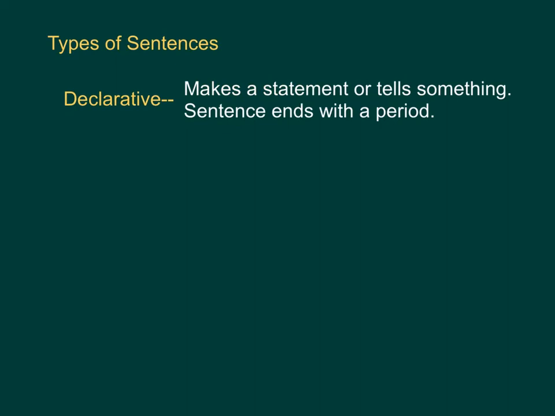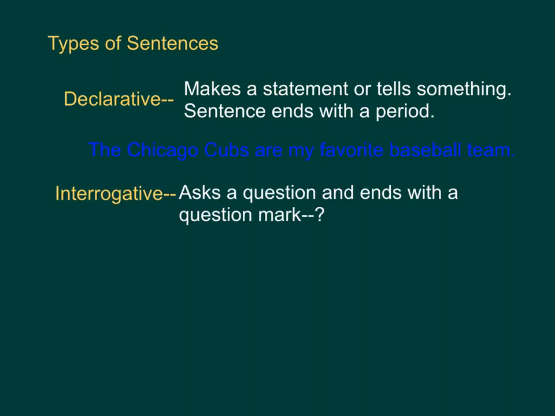Now is the time to get your notebooks out and get ready to take some notes. Be sure you have the 4 different types of sentences, their definitions, examples, and any clues that are mentioned. Remember to press pause when you need to. A declarative statement tells something or makes a statement and ends with a period. The example, the Chicago Cubs are my favorite baseball team. An interrogative sentence asks a question and ends with a question mark. Example, what is your favorite food?